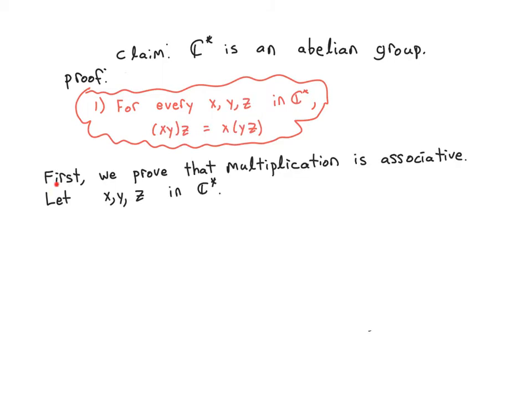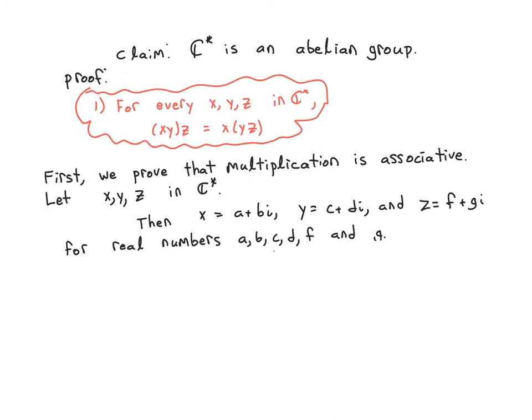So we write, first we prove that multiplication is associative, to let the reader know that that's where we are starting. And then since we need to prove a claim for three arbitrary non-zero complex numbers, we take three arbitrary non-zero complex numbers. Let x, y, and z be in C star.